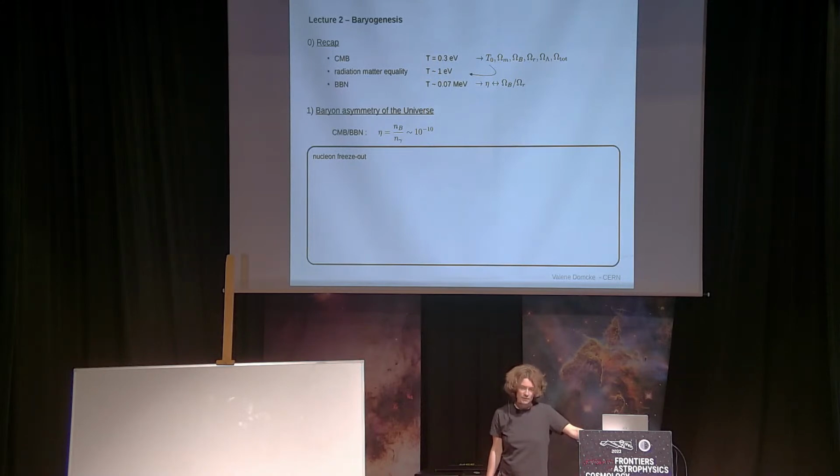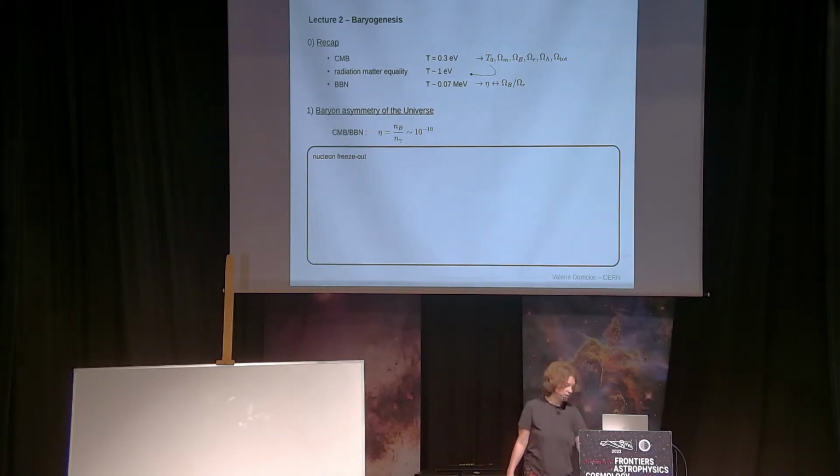Already yesterday, when we talked about CMB and BBN, this number of the baryon-to-photon ratio came up a couple of times. We saw that we can determine it both from the CMB and from the BBN measurements. It tells us the number of baryons today compared to the number of photons today, and it is this number of 10 to the minus 10. This number is what we would like to explain in today's lecture.